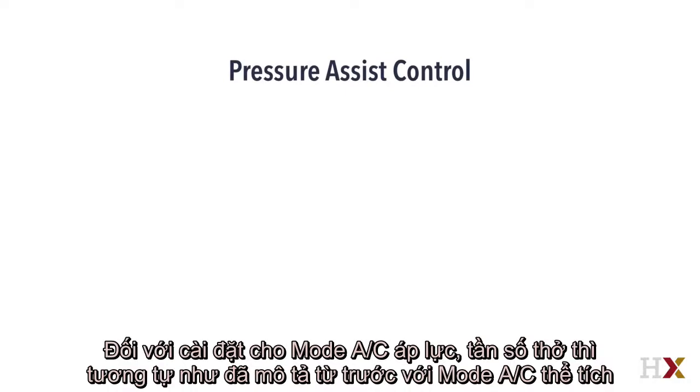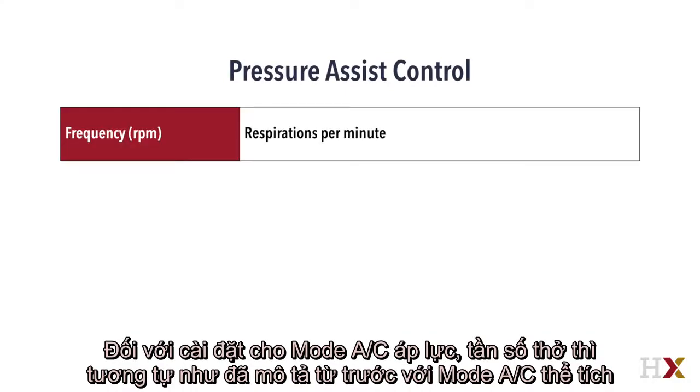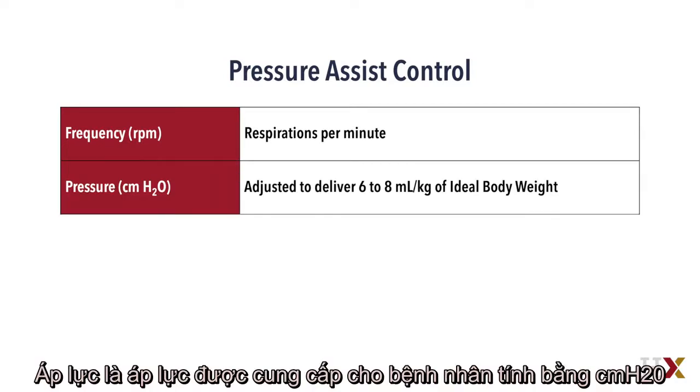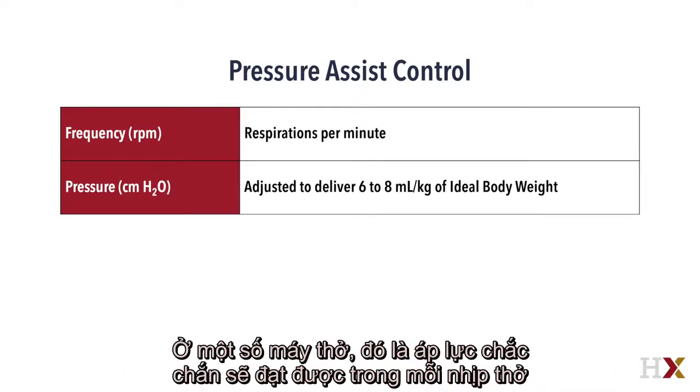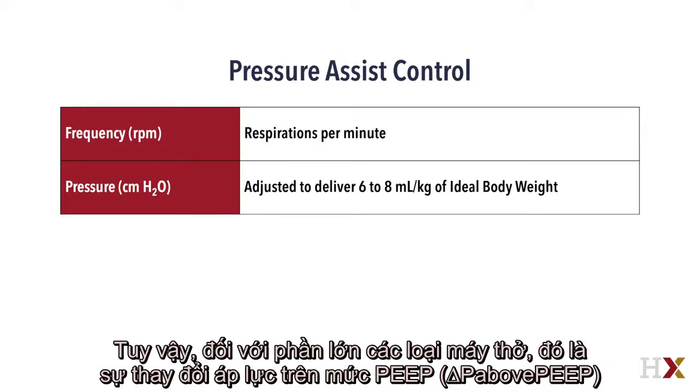Now let's discuss pressure assist control. For pressure control settings, the frequency is the same as previously described with volume assist control. Pressure is the pressure delivered to the patient in centimeters of water. On some ventilators, this is the absolute pressure that will be reached with each breath. For the majority of ventilators, it is the change of pressure above PEEP, however.